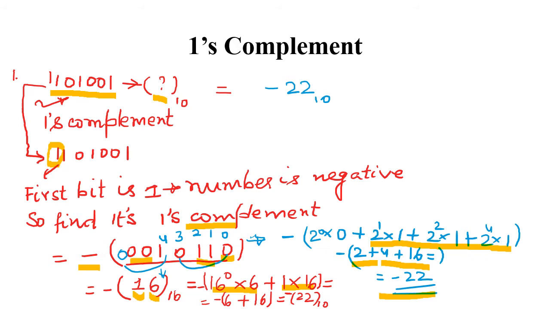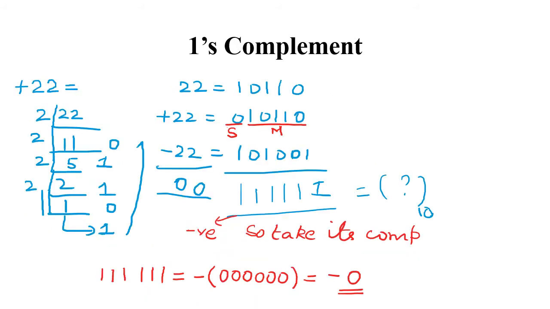So 16 to the power 0 is 1, into 6, that is 6, plus 16 into 1, that is 16. So 16 plus 6 makes it equal to minus 22 in decimal. So this is how you have to convert a one's complement value to its decimal equivalent value. Now let us take another example.